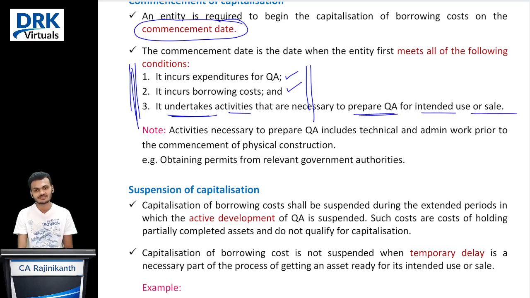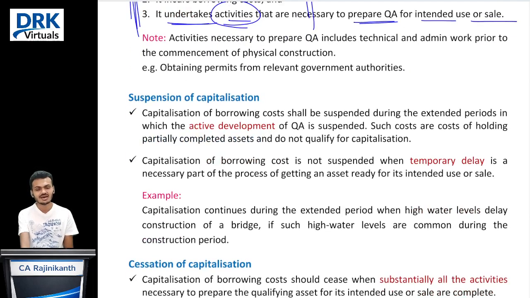use or sale. These activities are not only physical construction. They also include administrative work, like getting approval from government authorities for starting construction, or planning or designing of that particular qualifying asset.